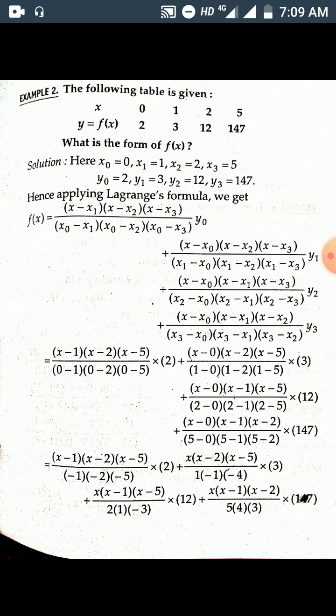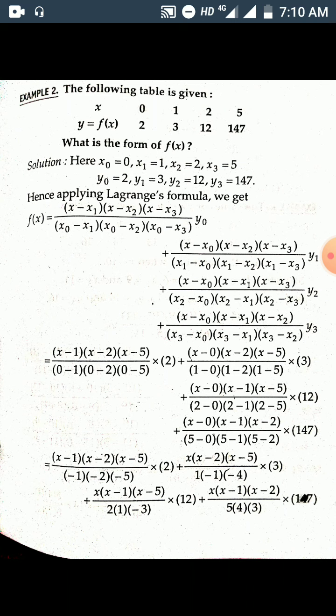Hence, applying Lagrange's formula, we get f(x) is equal to (x minus x1)(x minus x2)(x minus x3) divided by (x0 minus x1)(x0 minus x2)(x0 minus x3) into y0, plus (x minus x0)(x minus x2)(x minus x3) divided by (x1 minus x0)(x1 minus x2)(x1 minus x3) into y1, plus (x minus x0)(x minus x1)(x minus x3) divided by (x2 minus x0)(x2 minus x1)(x2 minus x3) into y2, plus (x minus x0)(x minus x1)(x minus x2) divided by (x3 minus x0)(x3 minus x1)(x3 minus x2) into y3.